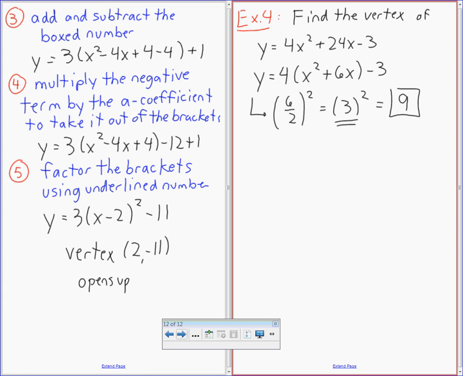What do I do now, please? We're on 3, right? Add it, subtract the box number. Great, so what's my box number in this case? 9. Okay. So x squared plus 6x plus 9 minus 9 minus 3.